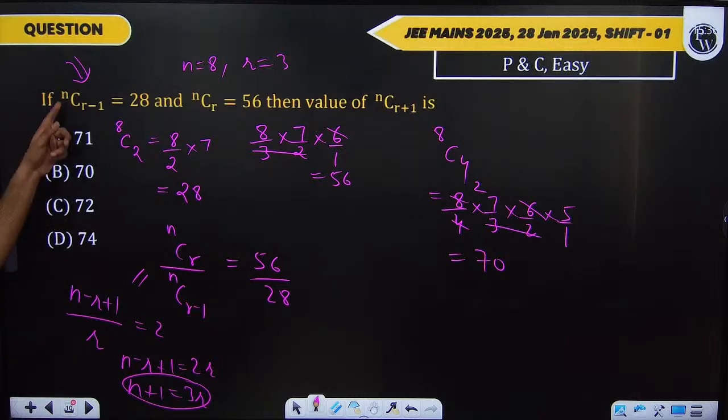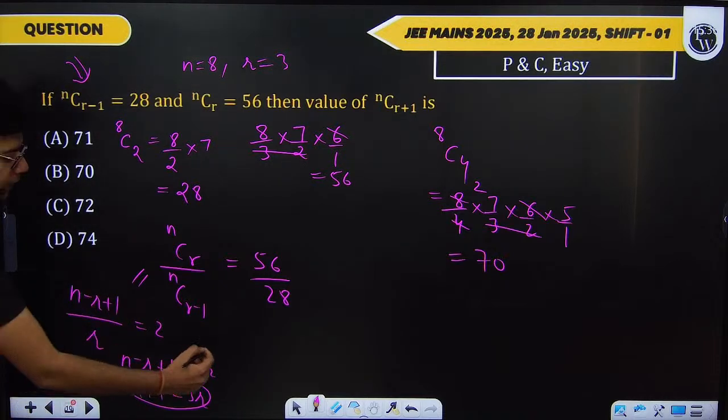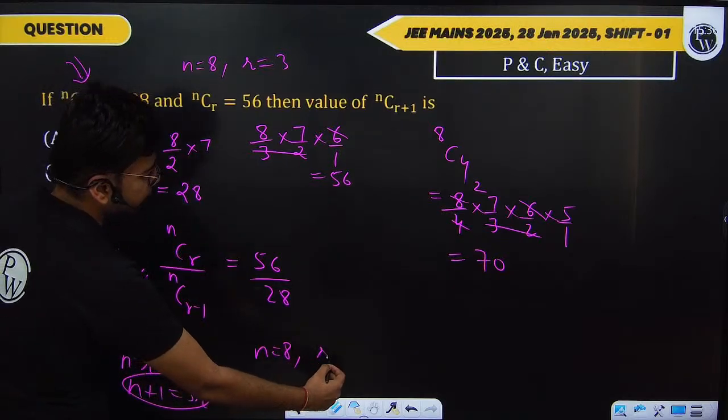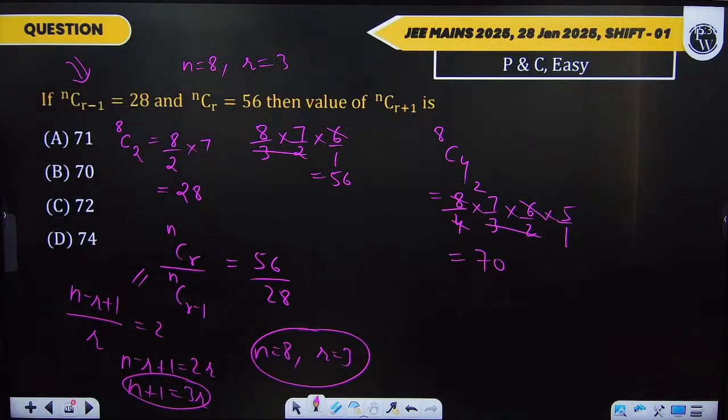Second relation you can obtain by using factorial. Two variables, two equations, N and R can be solved. You will get the value of N as 8. You will get the value of R as 3. These ways you can solve these questions.